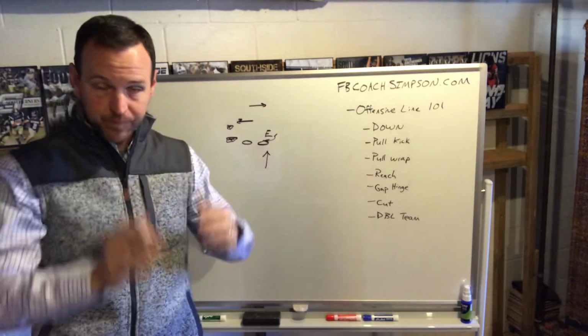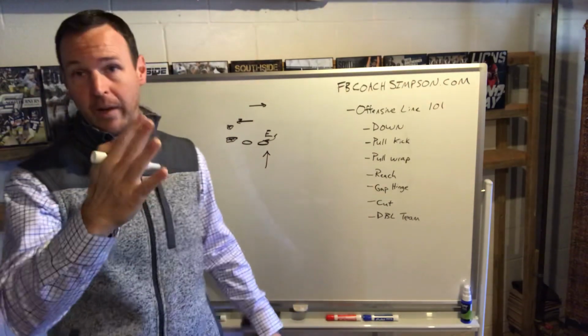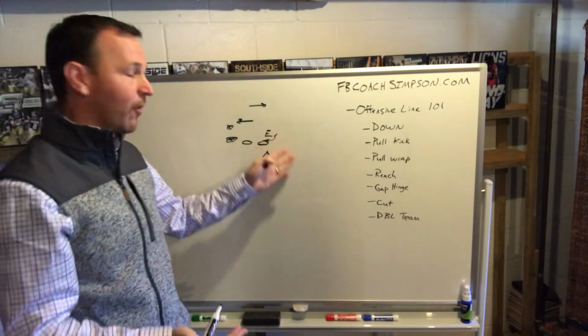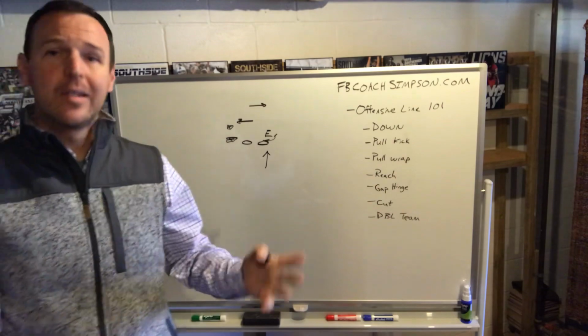So I'm going to deal with the worst case scenario, because if the guy's in a 4, which is head up, that should be an easy block. I step, I get him sealed, and we're on the edge. The harder blocks are obviously when you have a 5 technique, or maybe a wide 9 technique, the guy's way out there. That's a tough block.